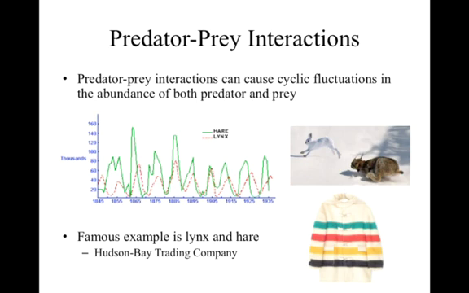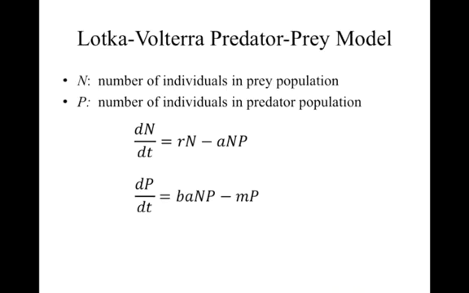Not only that, they wanted to be able to predict when it would be good to go out and hunt for hare and when it just wasn't worth sending people out to look for fur. So ultimately, this led to what we call the Lotka-Volterra predator-prey model. Now we're going to study a couple of different Lotka-Volterra models. This one is the Lotka-Volterra predator-prey model.